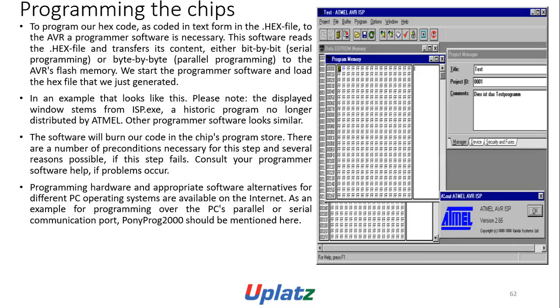Programming the chips. To program our hex code, as coded in the text form in the .hex file, to the AVR, programmer software is necessary. This software reads the .hex file and transfers its content either bit by bit via serial programming or byte by byte via parallel programming to the AVR's flash memory. We start the programmer software and load the hex file that we just generated, in an example that looked like this. Please note the displayed window stems from isp.exe, a historic program no longer distributed by ATMEL. Other programmer software looks similar.